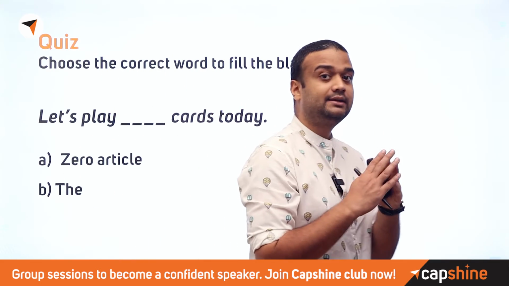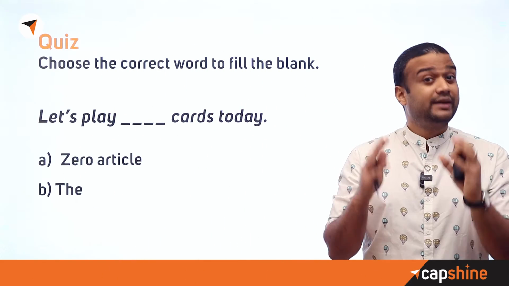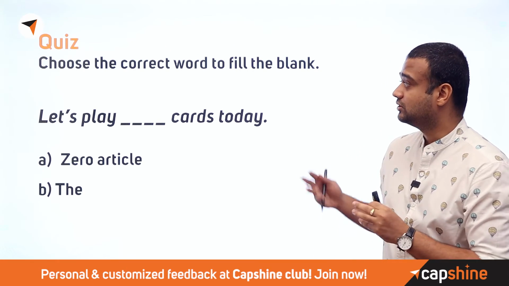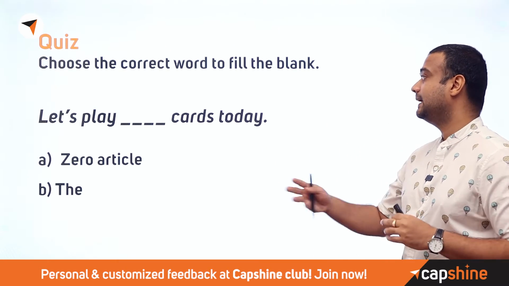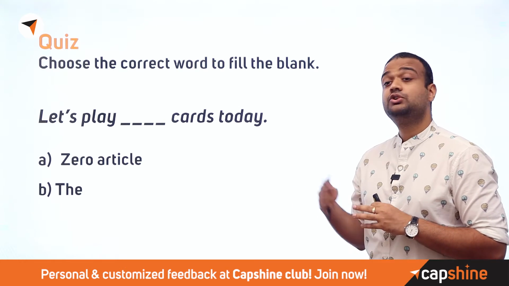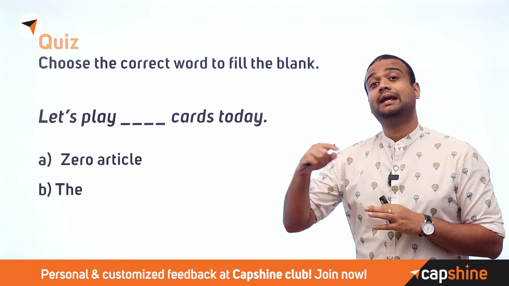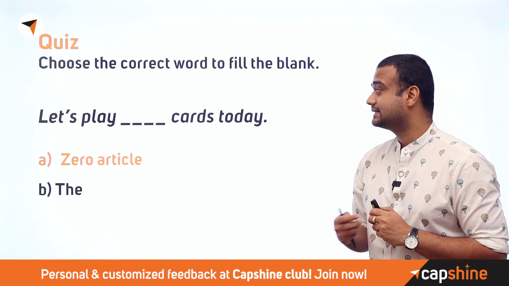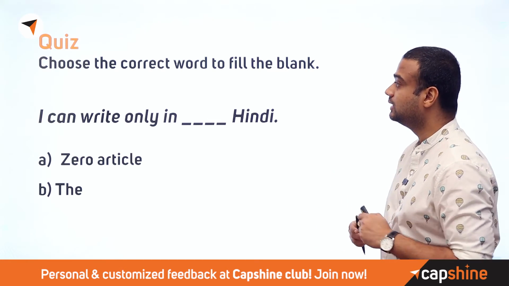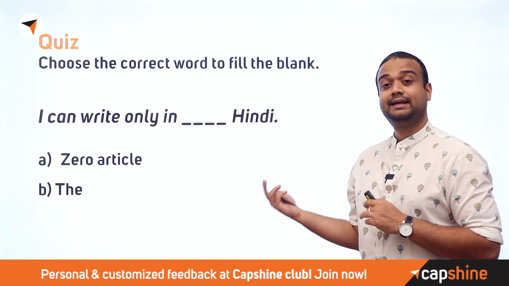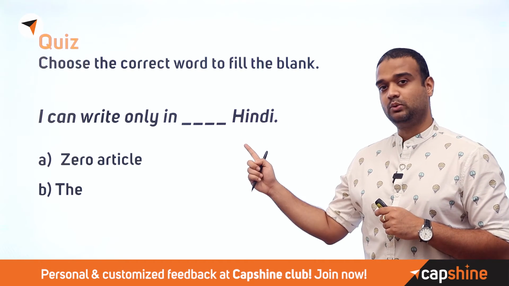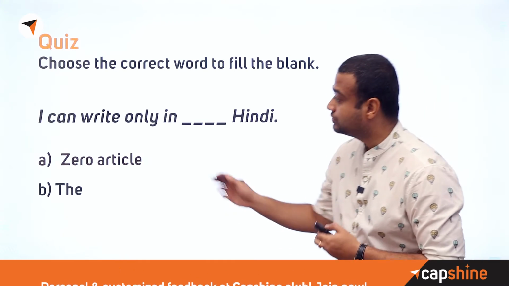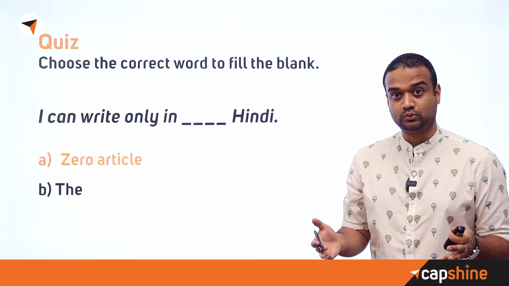Let's put it all together and see if we can figure out whether there should be an article or there should not be an article in each of these cases. Let's play blank cards together. So it's the name of a game. For names of games, you do not put articles in front of them. So that's a zero article. I can write only blank Hindi. Hindi is the name of a language. Do you put an article in this case? Of course not. So zero article again in this case too.